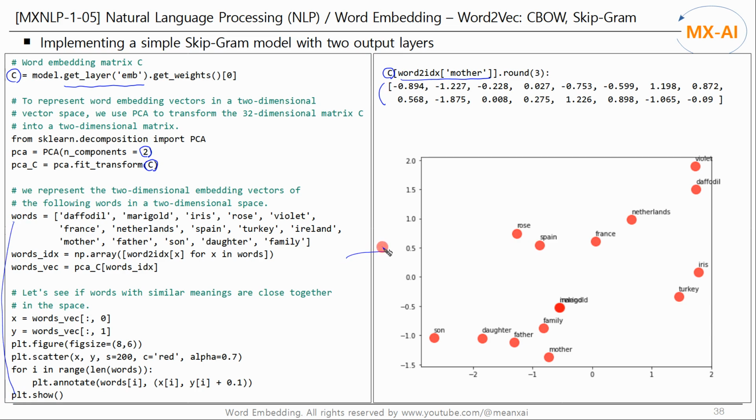Let's check the results. Flower names are distributed here. Country names are distributed here. And words related to family are distributed here. You can see that words with similar meanings are grouped together in this space. Although the clustering wasn't very good because the model was too small, it produced meaningful results.